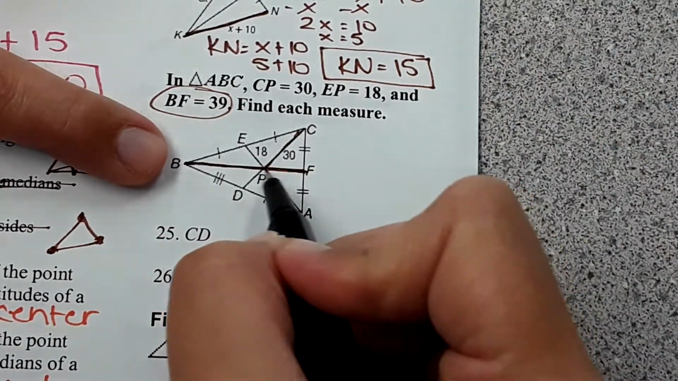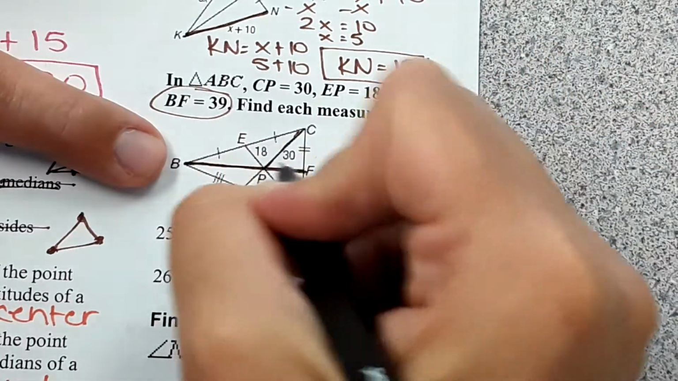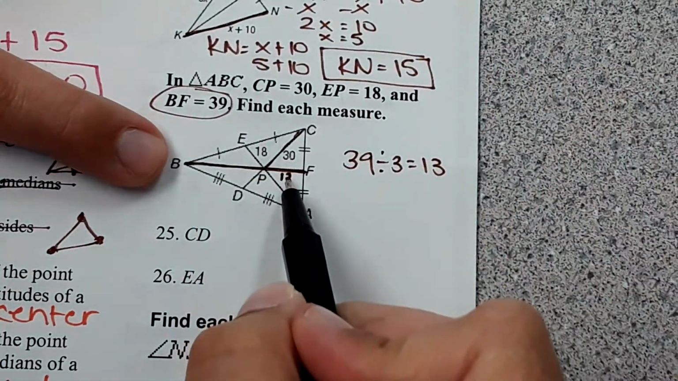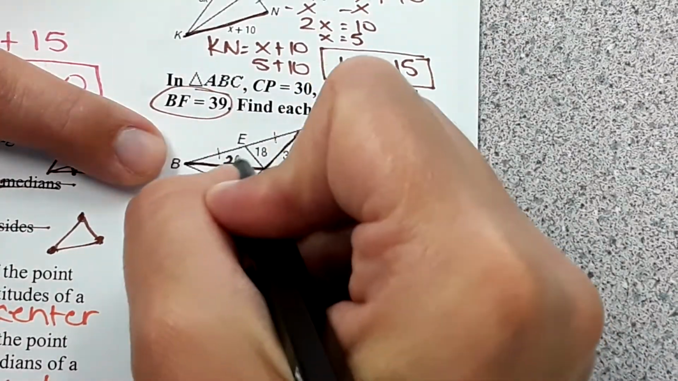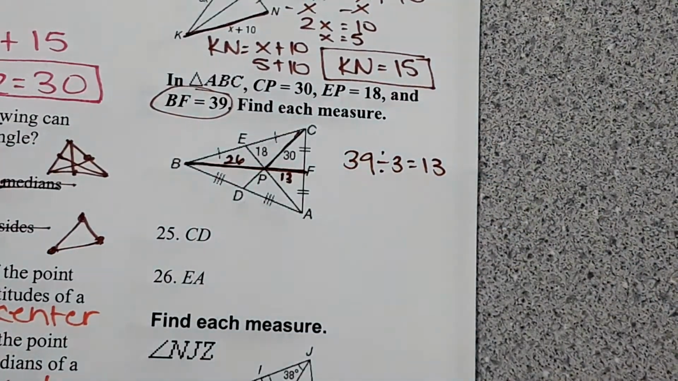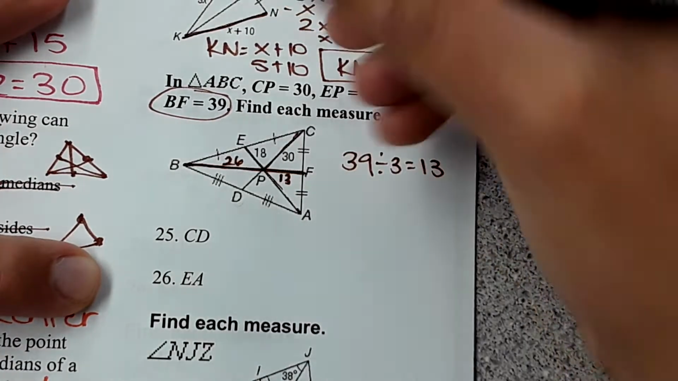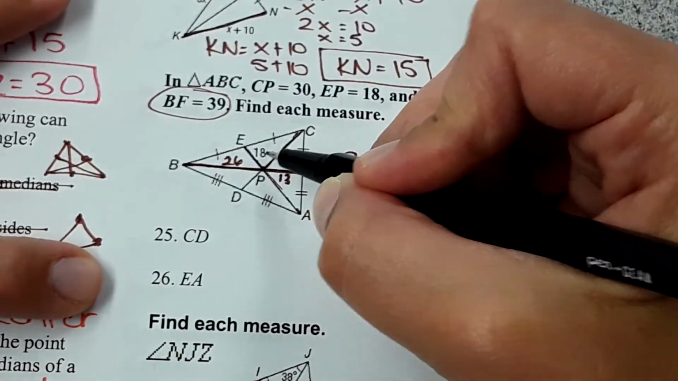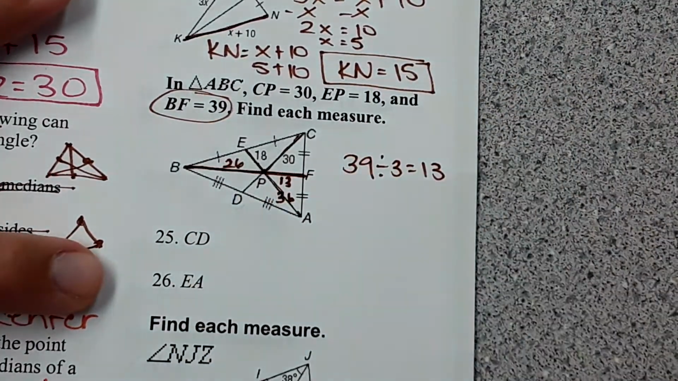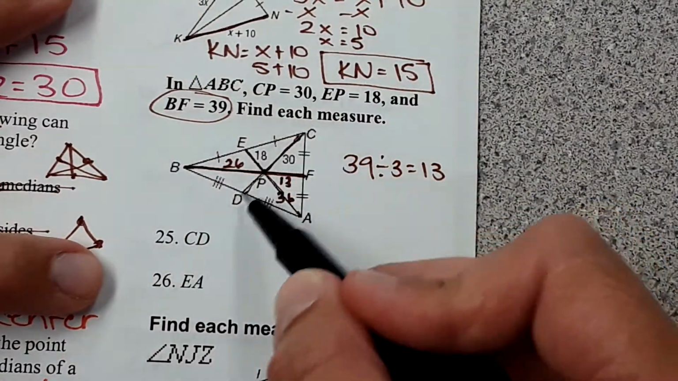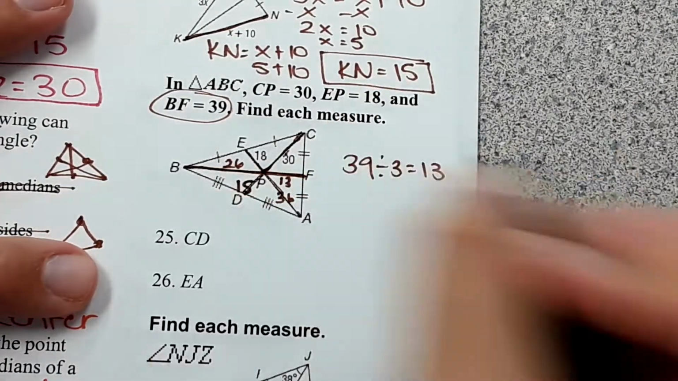Remember, it's a 2-to-1 ratio for these. So if I take 39 and divide by 3, I get 13. So that would be here. And then I need to double that to get the longer side of that segment. So 26 to get that length there. I'm going to go to segment EA. The shorter part of that segment is 18. To get the longer part, I can just double that to get 36. And then for segment CD, the longer part is 30, so the shorter part would be half of 30, which would be 15.